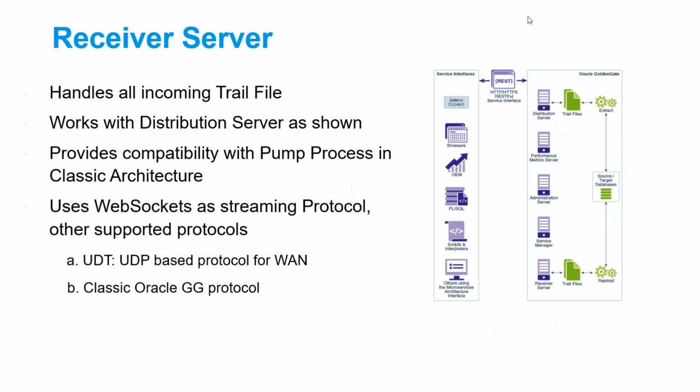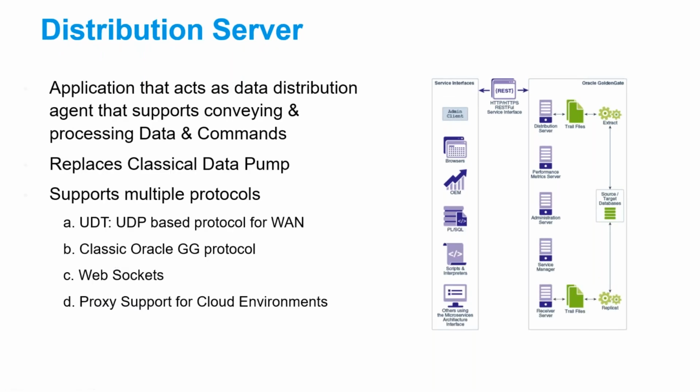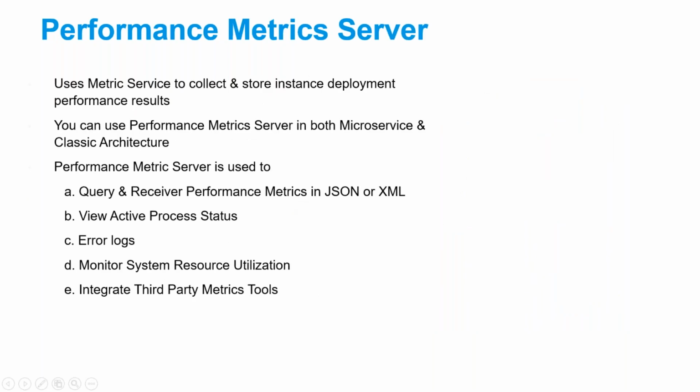Receiver server works in conjunction with distribution server. It handles all incoming trail files, works with distribution server as shown, and provides compatibility with pump process in classic architecture. Now another thing is, is it possible your source is on classic and target is microservices, or source is microservices and target is classic? Absolutely, you can work in that. So receiver server provides compatibility with pump process in classic architecture. Distribution server acts as a data distribution agent that supports conveying and processing data in command. It replaces the classic data pump.